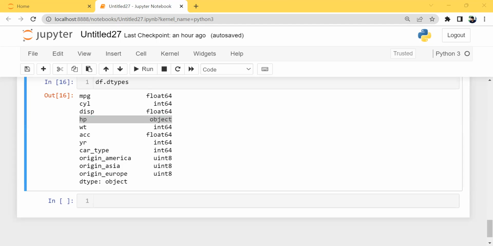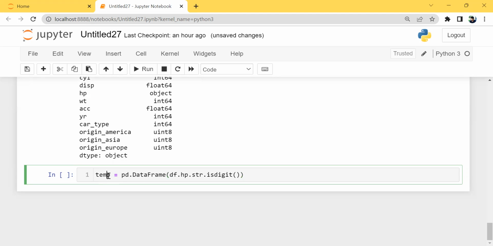That means it has some kind of string. It can't be used for model building. Why? Because our algorithm only accepts numerical values in any column, right? So what we need to do is find out what that non-numerical value hidden inside the HP column is. You need to find that out. So how to do that? Just do this.